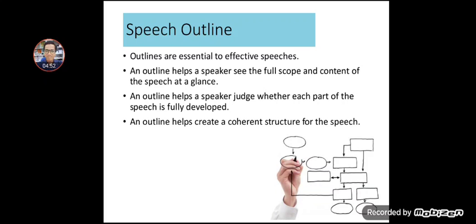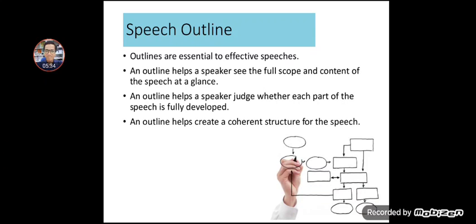So outlines are so important to effective speeches. An outline assists a speaker see the full scope and content of the speech at a glance. An outline helps a speaker judge whether each part of the speech is fully developed. And an outline helps create a coherent structure for the speech. So here there are several essential things related to the speech outline.